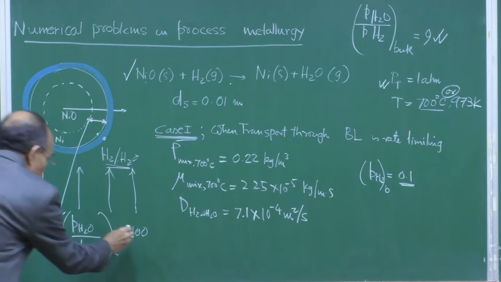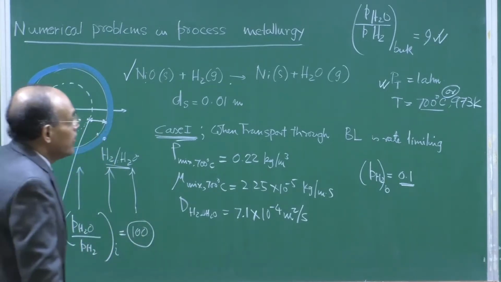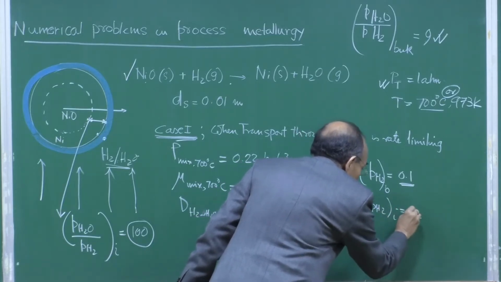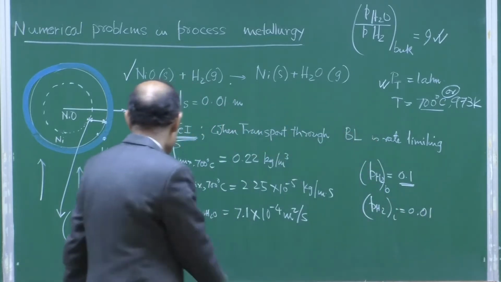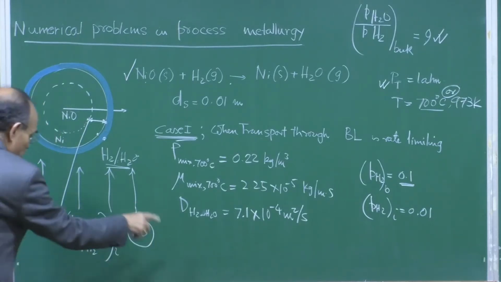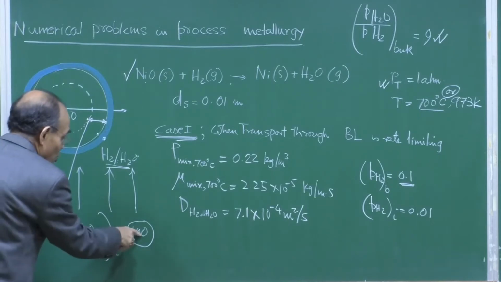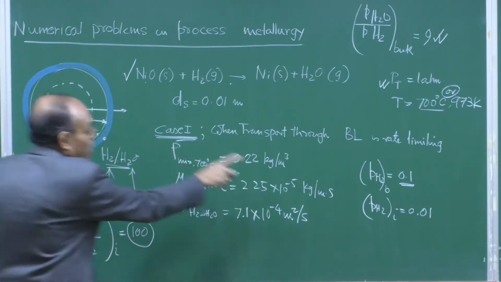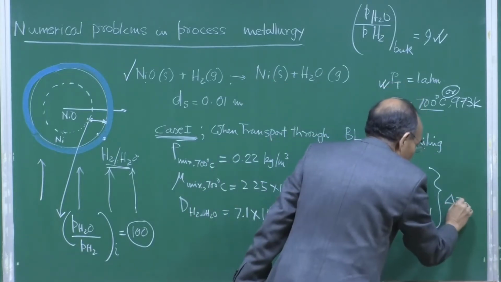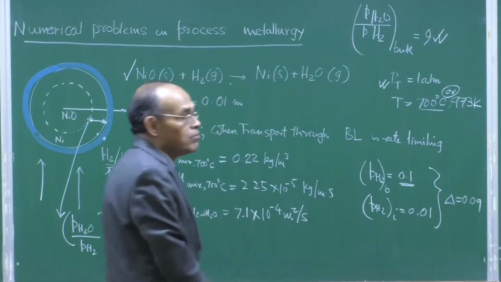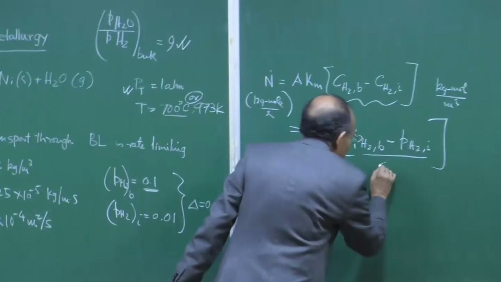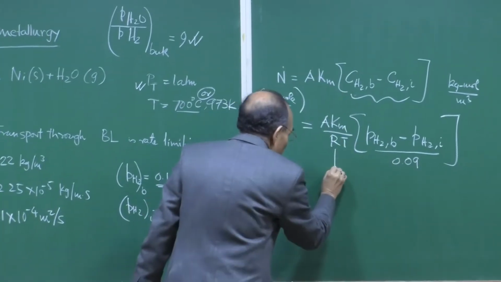So, these values are given, and this essentially means that pH2 in the interface is 0.01. If you solve it again with two equations, pH2 plus pH2O is equal to 1 and pH2O divided by pH2 is equal to 100, then the interfacial partial pressure of hydrogen comes out to be 0.01 and the delta value corresponding which is embodied in this equation comes out to be 0.09. So, therefore, we understand that this value has been calculated, 0.09.